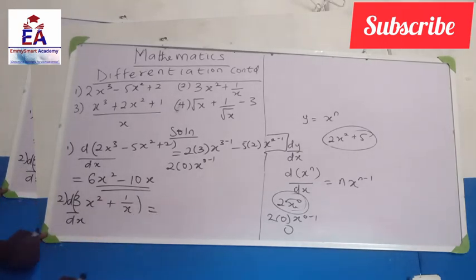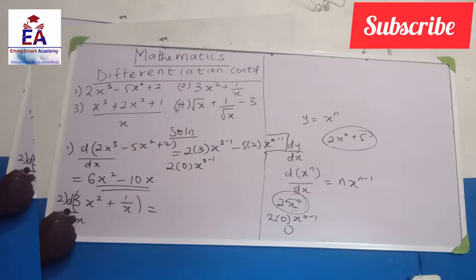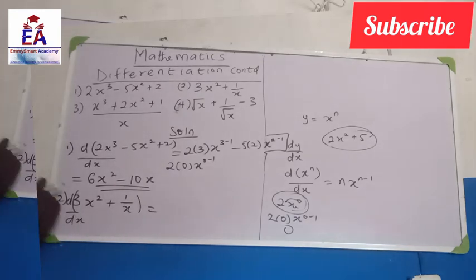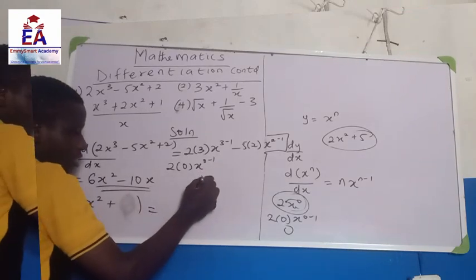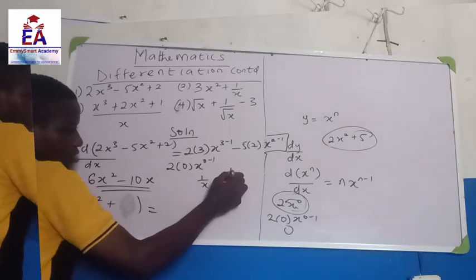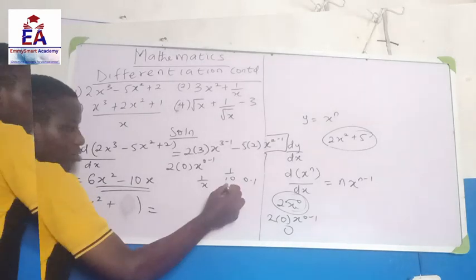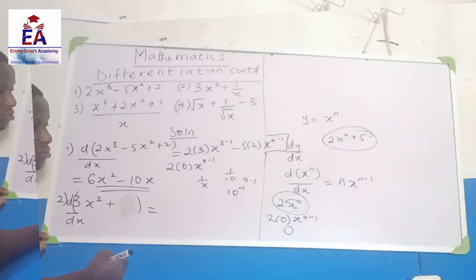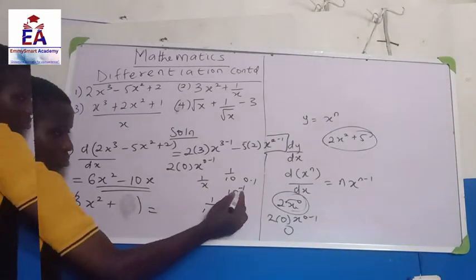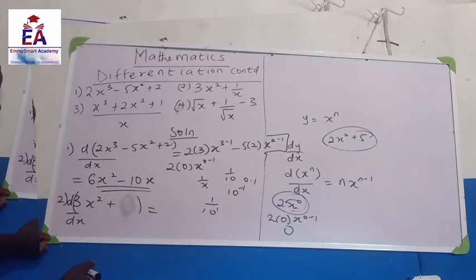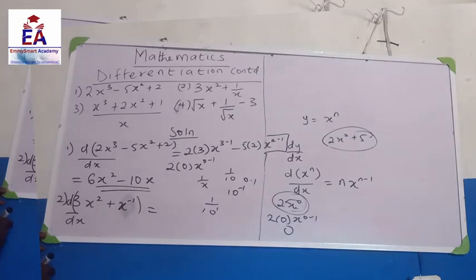What am I going to do? Now I differentiate. I can change this one: I have 1 over x. 1 over 10 is the same thing as 10 to the power minus 1. Am I correct? So 1 over x will be x to the power minus 1.